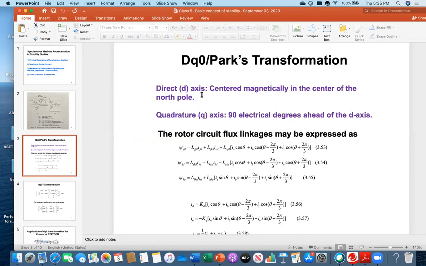D axis means direct axis, which is centered magnetically in the center of the North Pole. And then the quadrature axis is 90 electrical degrees ahead of the D axis. That is the definition. So the D axis is centered magnetically in the center of the North Pole. You know a magnetic field has a North Pole and South Pole. That is the meaning of that.